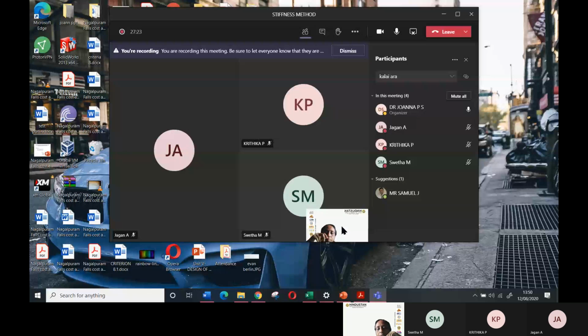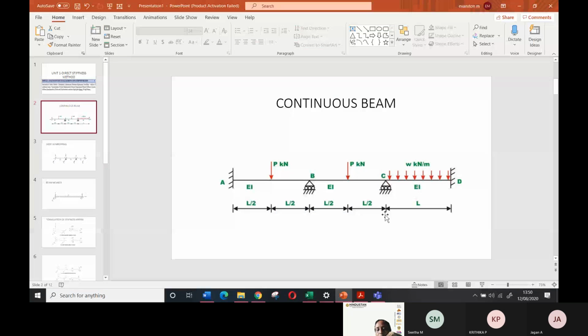So these three things you will be studying here. The first one is the continuous beam. The second one is the plane frame analysis. The third one is the three-dimensional frame analysis. Everything is rigid frame only that we are going to analyze, but we are not going to do the pin joint frame.